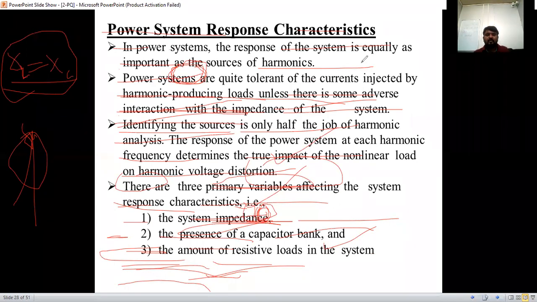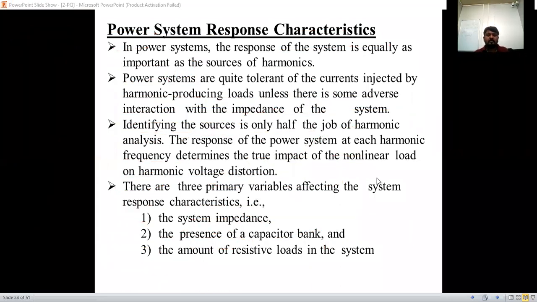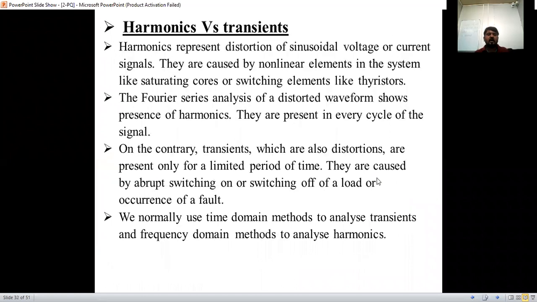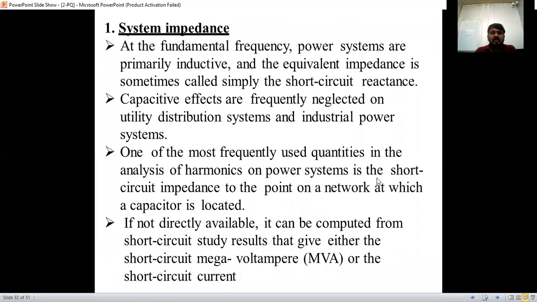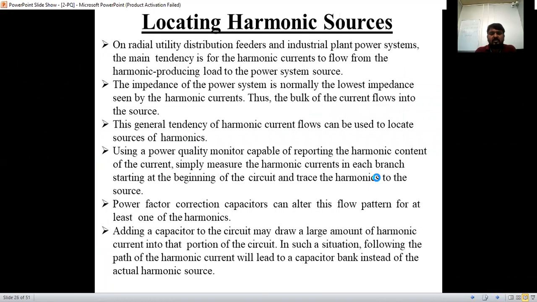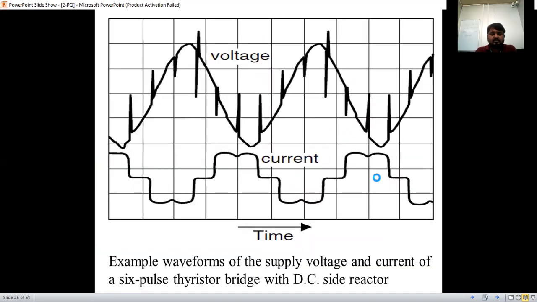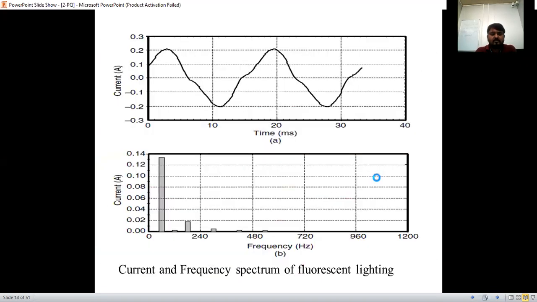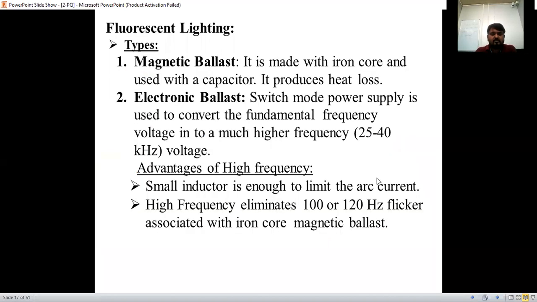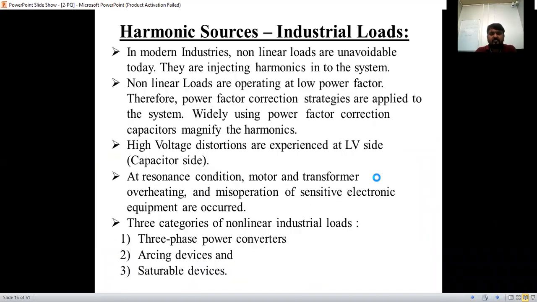So we'll go for the next topic, which is called harmonics versus transients. I think many of you have already considered harmonics at the starting. I will go to the first slide.